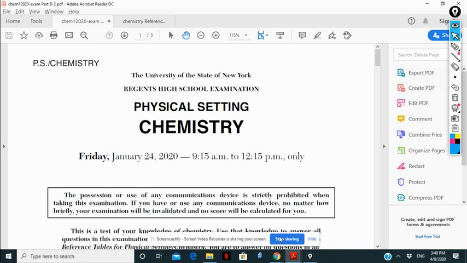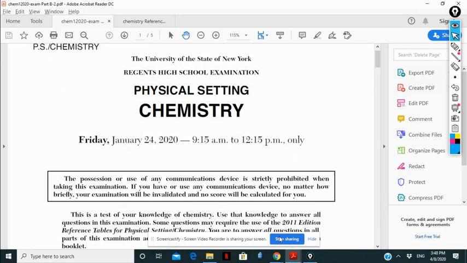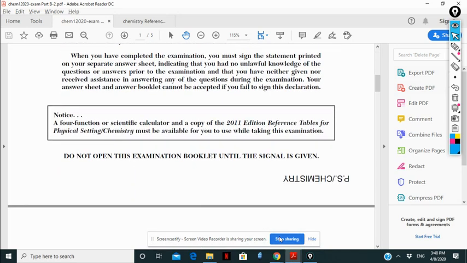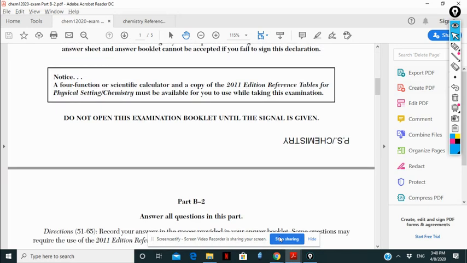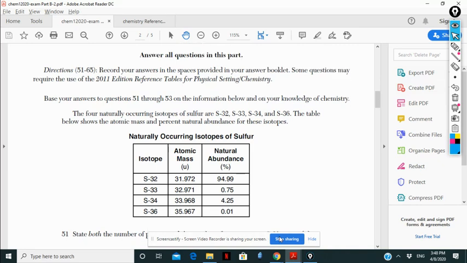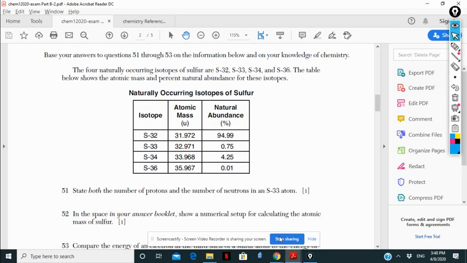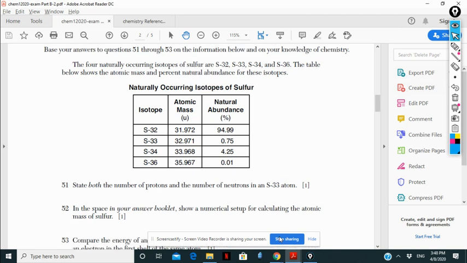Today we're going to do the chemistry Regents for January 2020, the last Regents. So part B2. Answer all the questions in this part. Again, I don't care about what's mentioned in the passage. It's giving me some information. If I need it, I'm going backward.